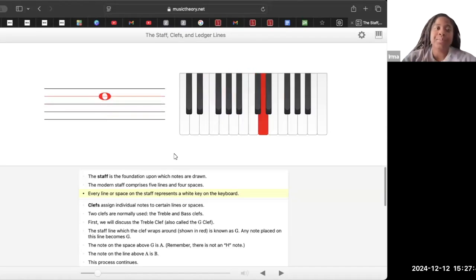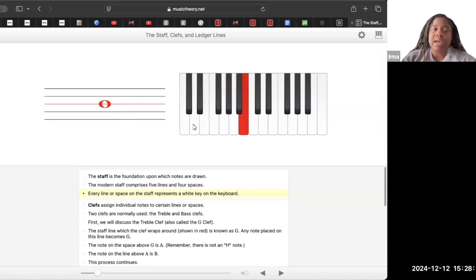All right. So, for every line or space on the staff, it represents a white key on the keyboard. What that means is that there is basically an alternating cycle going on between the line and the space of the music staff, as well as with the keys. So, say for example, where this red note starts, or where this cycle that they're showing you begins, is on an E, the first line at the bottom, right?